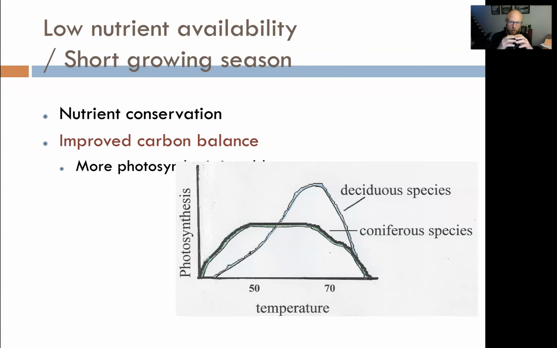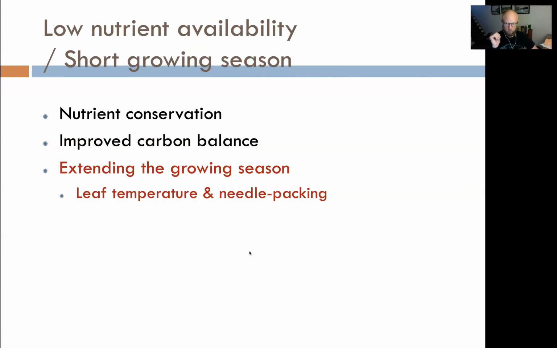And so in places where, for several months out of the year, maybe it gets above freezing during the day, but every night dips into freezing temperatures, that's actually a good strategy to have. Low photosynthetic rates, but doing it for a longer period of time. And then the other aspect is extending the growing season by being able to keep their leaf temperature a little bit warmer than the actual air temperature.